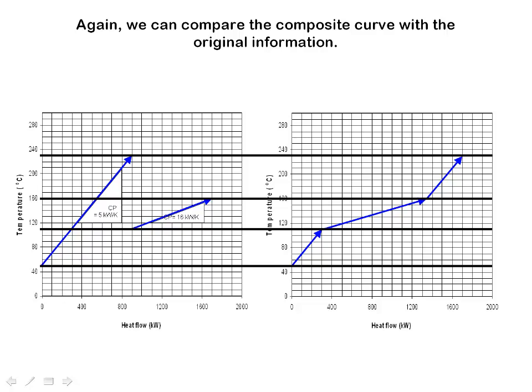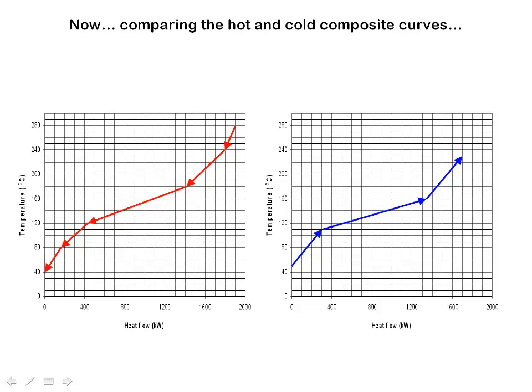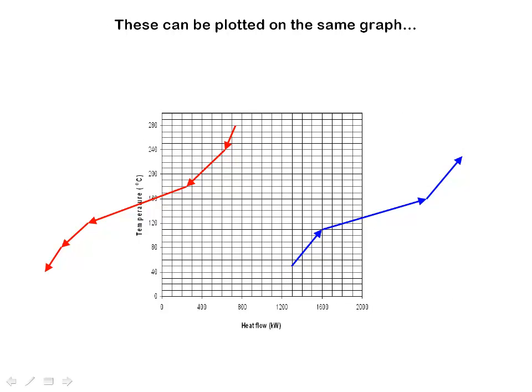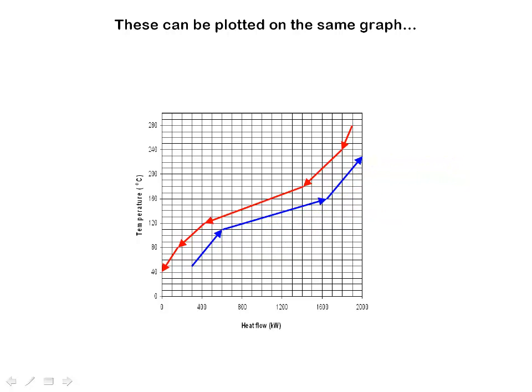Now, comparing the hot and cold composite curves, there they are, plotted independently. We can plot them on the same graph, of course. To do that, we'll move our hot composite curve to the right so that it ends at 0. And then we can move our cold composite curve wherever we like in relation to the hot composite curve. We can shift it horizontally as far as we like. We're going to shift it until the closest point of approach between the two gives a temperature difference at that closest point of 20 degrees C.